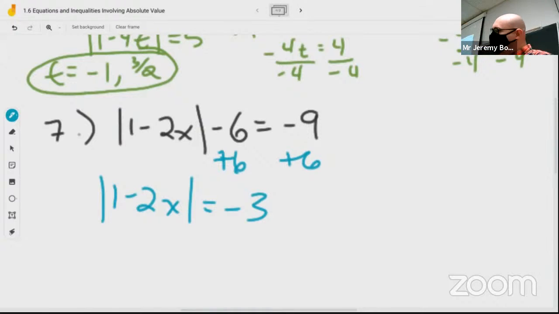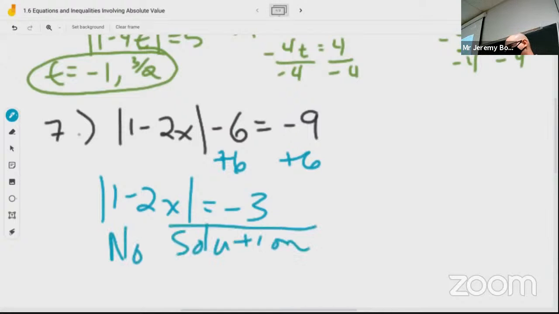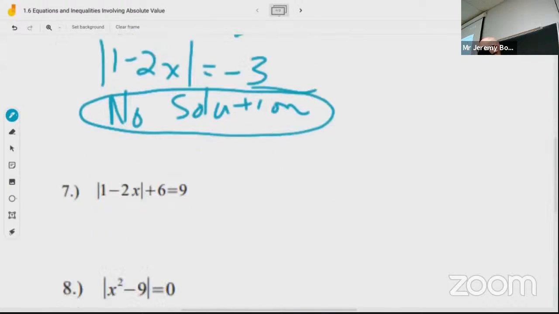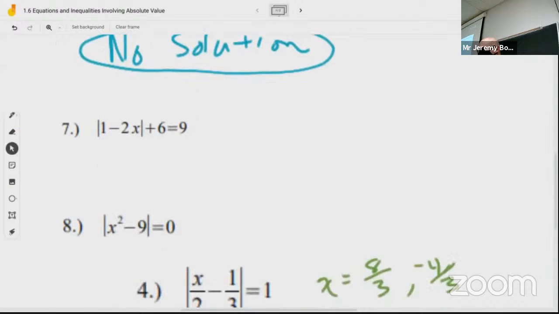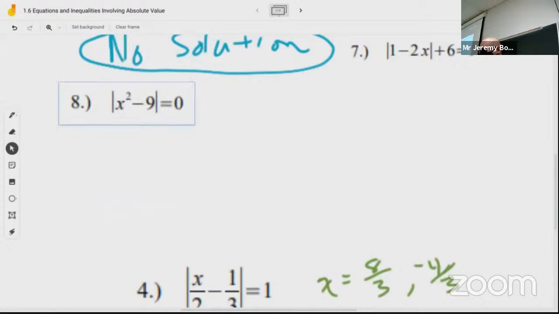You got an absolute value by itself equal to a negative value. No solution. No real solution. But in this class, we're just talking about real numbers. No real solution. And the other 7 was straightforward, so it's the same as 6. So I don't think we need to look at it. But 8, I do want to look at it.